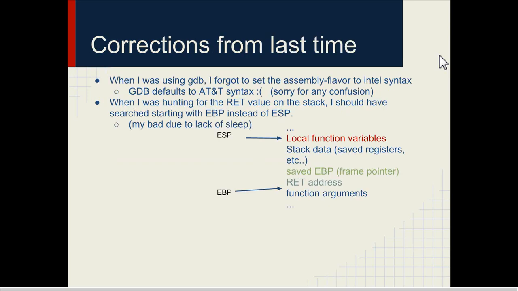Some corrections from last time. I did some pretty stupid stuff in a couple places because I don't get a lot of sleep. When I was using GDB to disassemble stuff, I should have switched the syntax to Intel. That may have caused some of you to be really confused looking at all this notation for assembly that you're not familiar with. I have slides on how to set the assembly flavor in GDB later on. Also, at some point I was looking for the return value on the stack, and I was examining the stack relative to the stack pointer. I should have been examining it relative to the base pointer. Can anyone tell me why? Base pointer changes too. Right, and when your current frame is constructed, what's the first thing that's put on it? The return address. Yes. So if I was examining relative to the base pointer, the first thing after it would have been the return address.